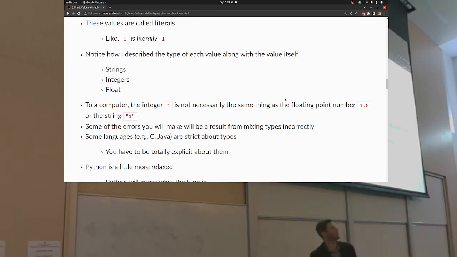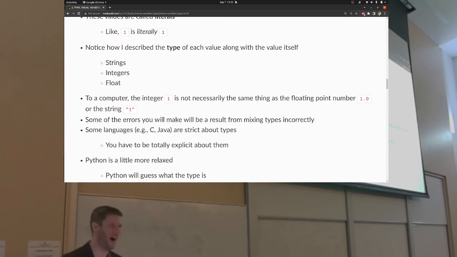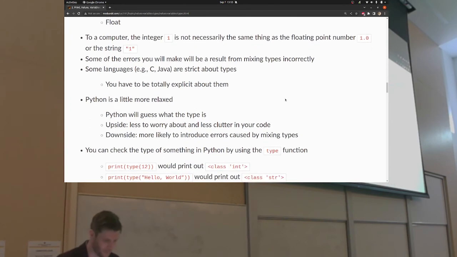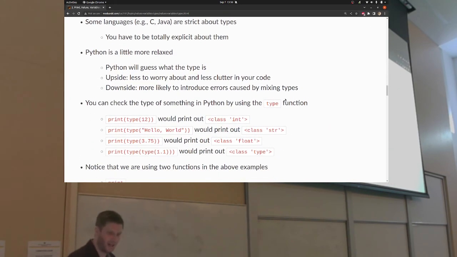But in some languages, they're not that smart. You got to be more explicit. So Python could be helpful, but sometimes that relaxedness can bite you a bit. Just be warned, but you'll be fine at this stage. Yeah, Python will guess. The upside is, less to worry about. The downside is this can cause errors in your code. And we'll talk a little bit more about trying to address these issues as we go through the course.